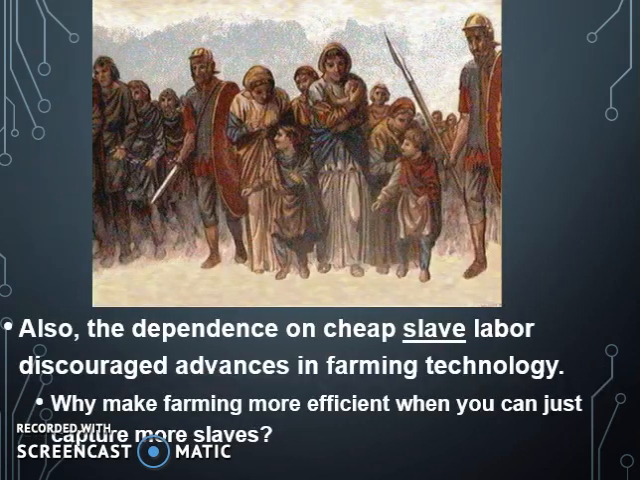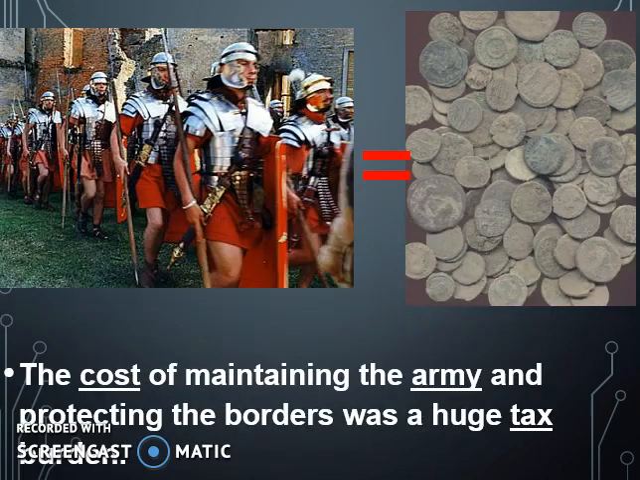Also, the dependence on cheap slave labor discouraged advances in farming technology. Why make farming more efficient when you can just capture more slaves? So not a lot of achievements occur in terms of agriculture and technology.